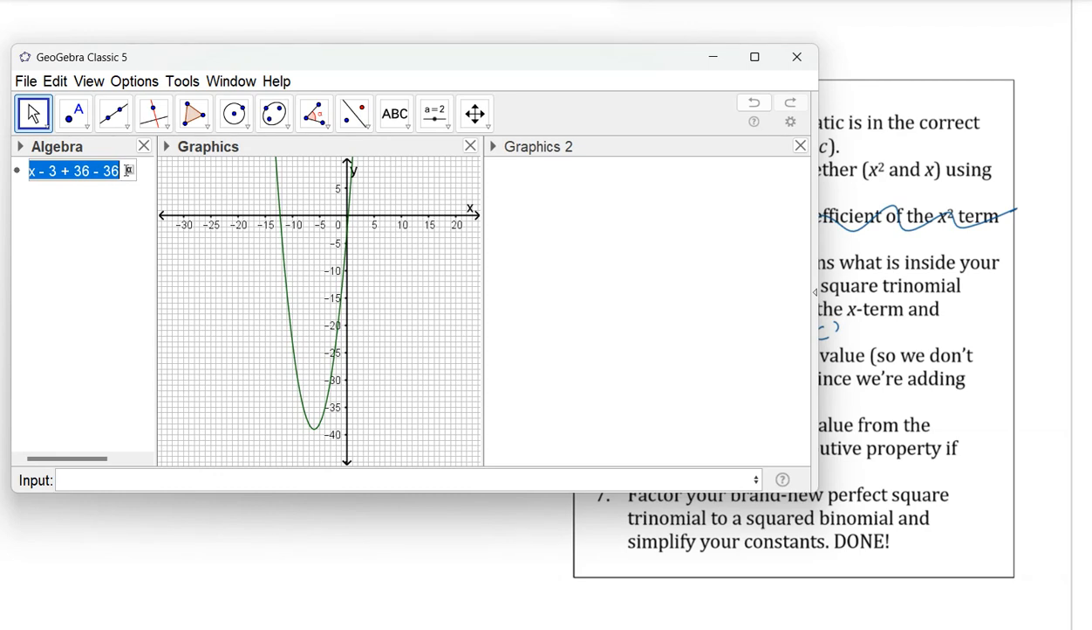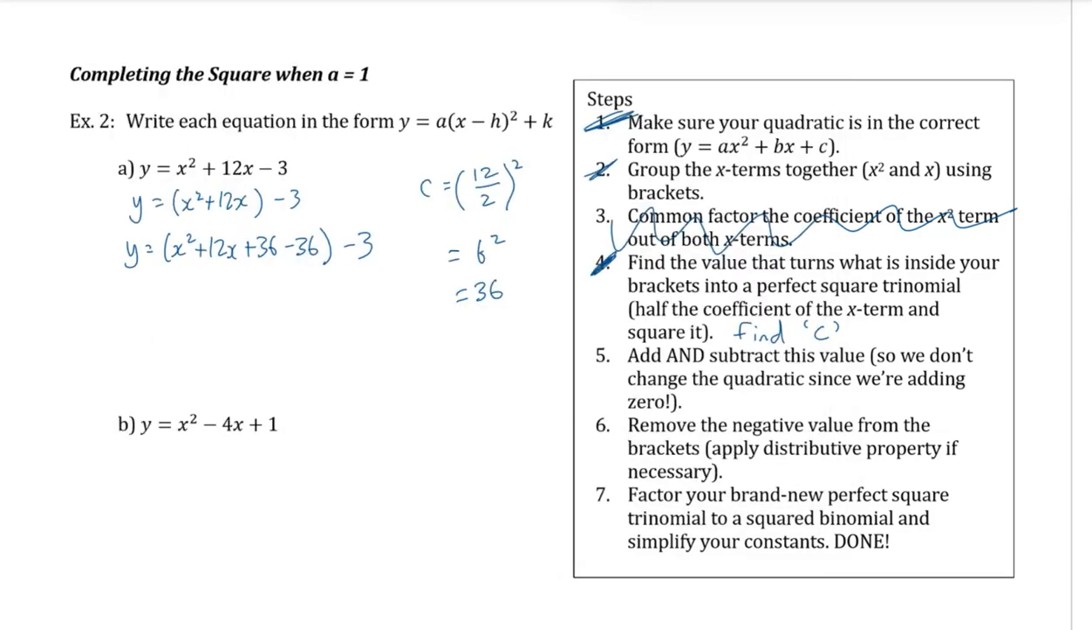The equation looks different, but I haven't actually changed the graph. I haven't changed the function. It's the same function, so it's going to give me all the same answers. Turns out that's really important. And you might say, well, if it doesn't change anything, why are we doing it? Because we're just rewriting it in a form that's more useful. But effectively what you're doing here is adding 0, so you're not changing it. Add and subtract, so we don't change the quadratic since we're adding 0. It even says it right there.